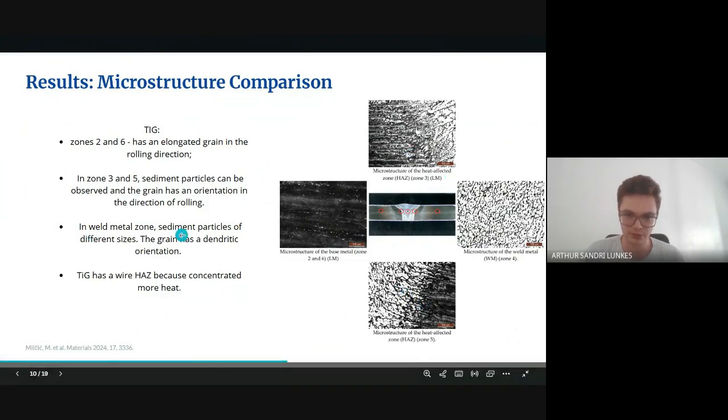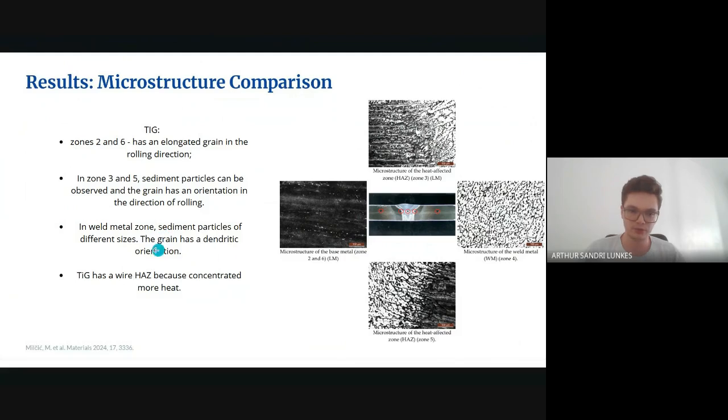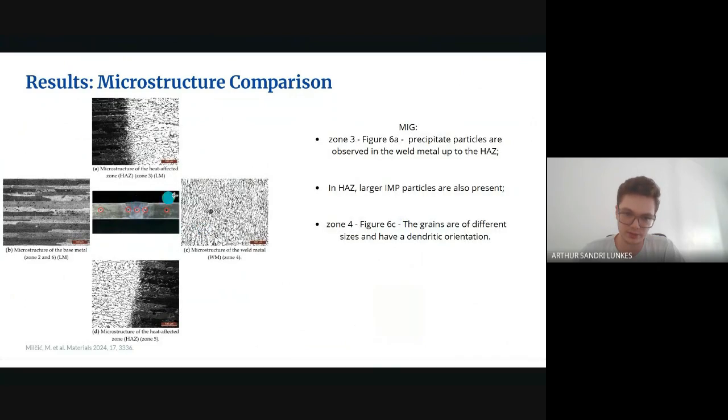In the weld zone, the sediment particles are of different sizes and the grain has dendritic orientations. So this weld zone here is the number 4 here. So how do we compare the TIG and the MIG? We can see that the TIG has a wide heat affected zone because they concentrate the heat. How do we compare this picture here to this one here?